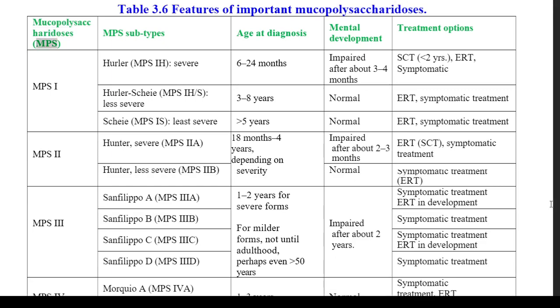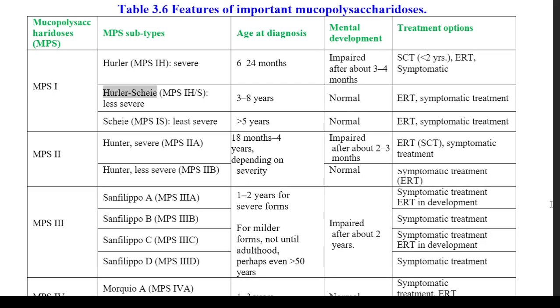Mucopolysaccharidoses, MPS. MPS subtypes, age at diagnosis, mental development, treatment options. MPS I: Hurler, MPS IH, severe. Diagnosed at 6 to 24 months. Mental development impaired after about 3 to 4 months. Treatment: SCT, 2 years, ERT.